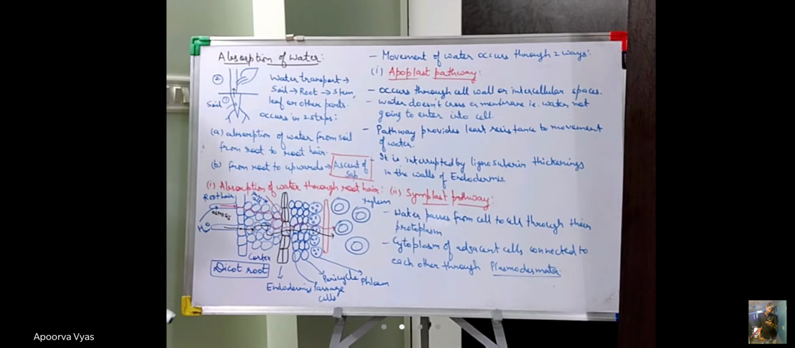Because eventually, where does it have to reach? Once the water reaches the xylem, the xylem will immediately on its own conduct the water now. ठीक है, so this is actually the first pathway, which is the apoplast pathway. This is the first mechanism. Second mechanism कौन सा? That is actually the symplast pathway.